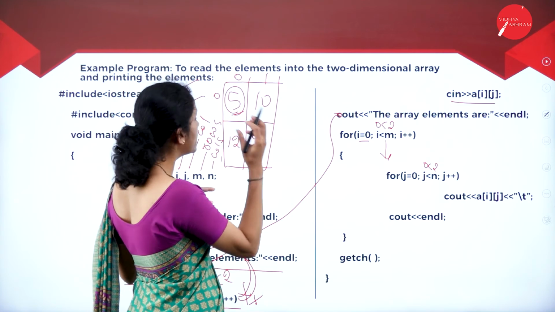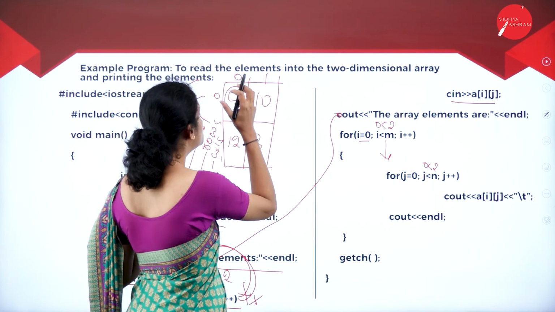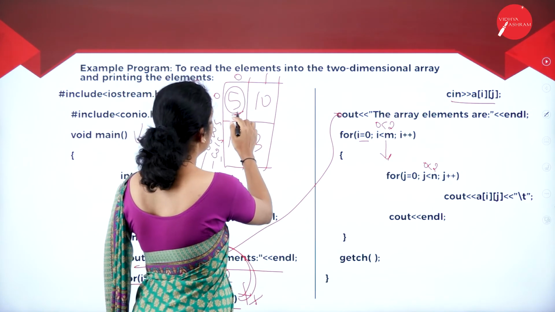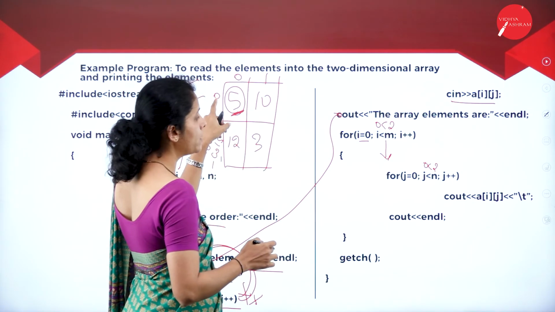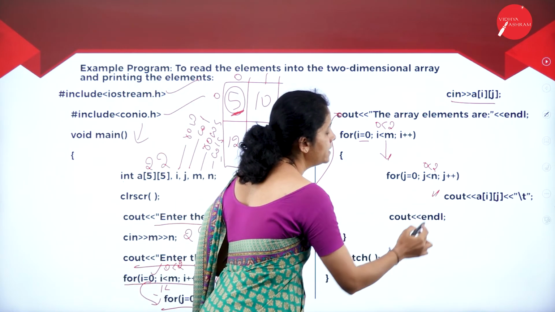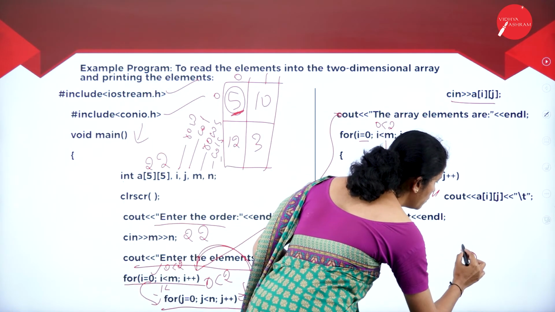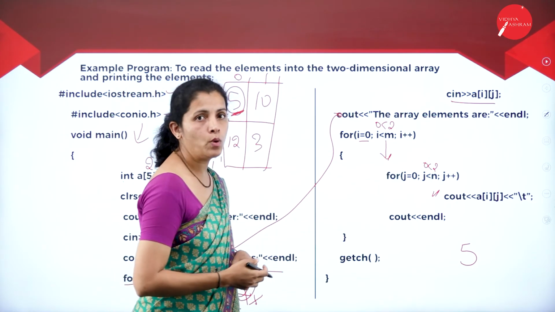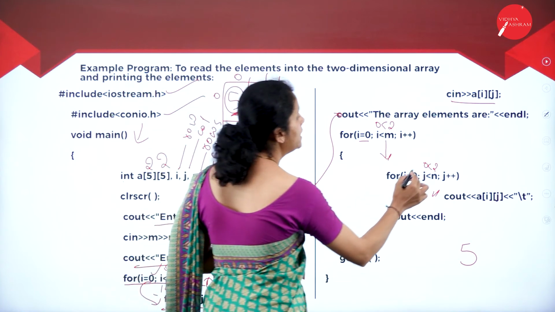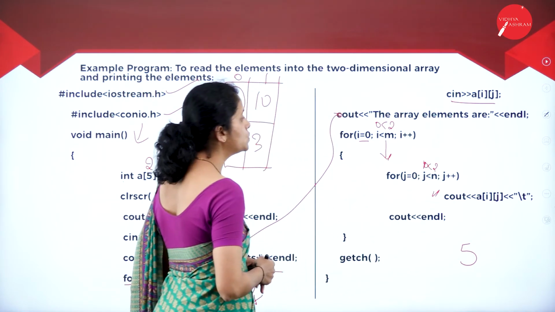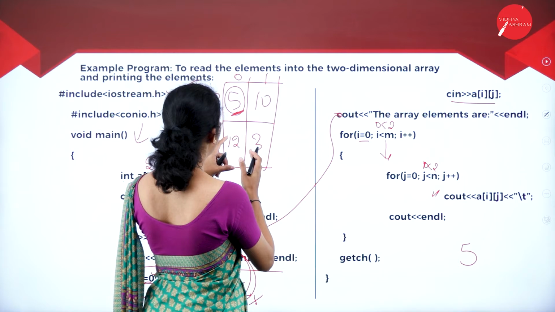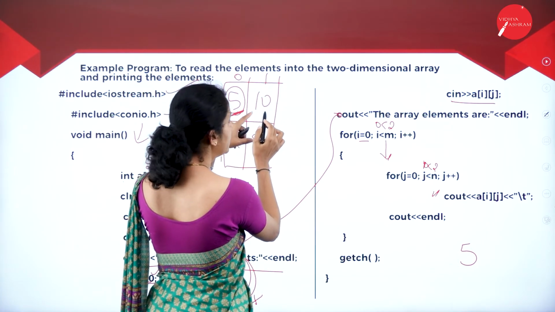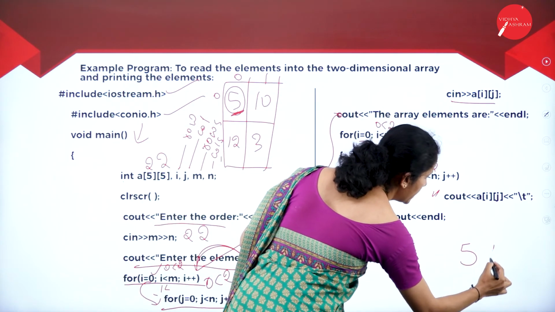I am going to read the value which is stored in this location, that is 0, 0. I want to read this value 5. And when I write this statement, I'm going to get the value 5. Now, j is incremented by 1. j is 1, 1 less than 2. The condition is true. Now, in the place of 0th row, first column, I'm having 10. Now, I want to display 10.